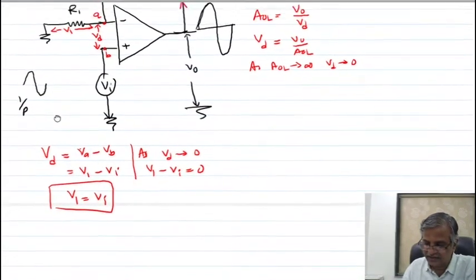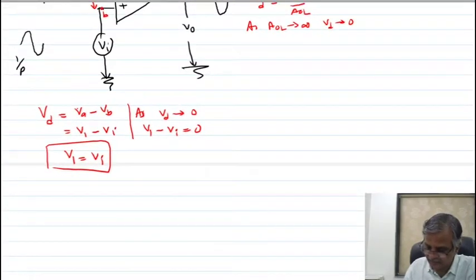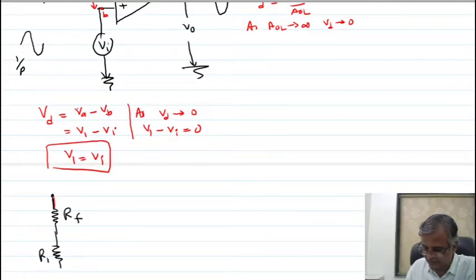Now, let us derive the equation of the gain of the circuit. See, I am showing you this section from here to this section. Look here. This is your feedback resistor RF. This is the input resistance R1. Across this your return voltage is V1. This is your ground. This is your VO.